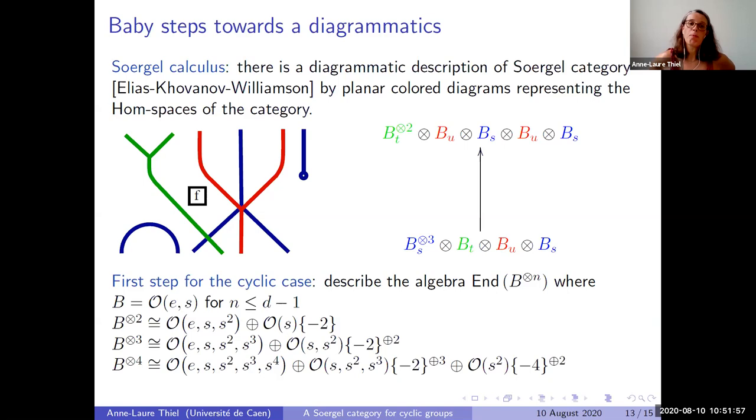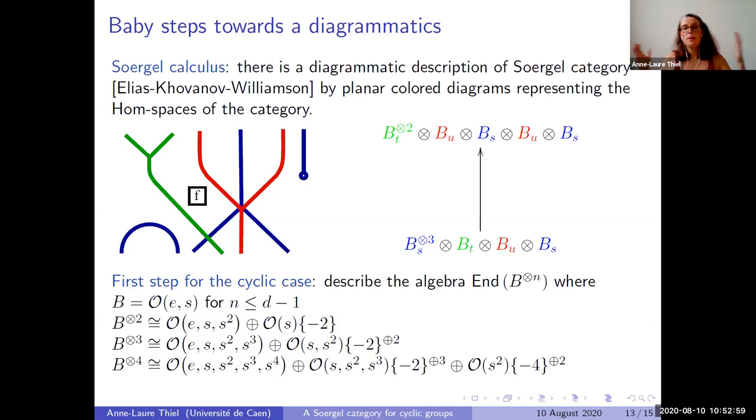Okay, so let's understand a bit what's happening when I look at these successive tensor powers and how I can decompose them and what it allows me to say. Okay, so B to the square, we've seen it already before. It decomposes in two summands, O of ES square, and my twisted bimodule O of S shifted by minus two. Now, if I tensor one more time, go to the power three, I again have O of ES square, but now S three. I add one more guy to the support. And I have only a second summand, but this time of multiplicity two, which is O of S square shifted by minus two.